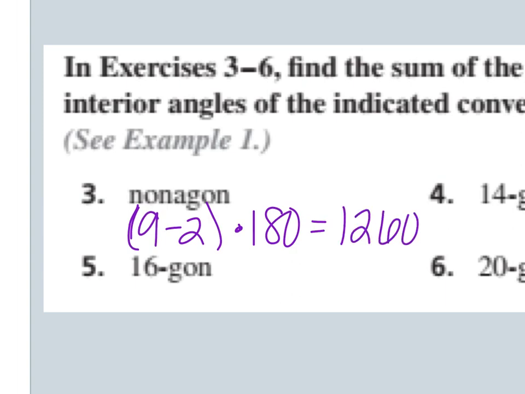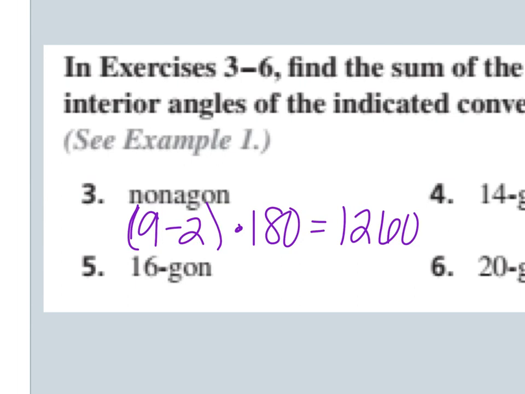So ladies and gentlemen, what I know is that if I gave you a convex shape that had 9 sides, all of the interior angles add up to 1,260. That's just adding them all together. Can you divide by 9 and find the individual? Divide by 9 to find the individual.